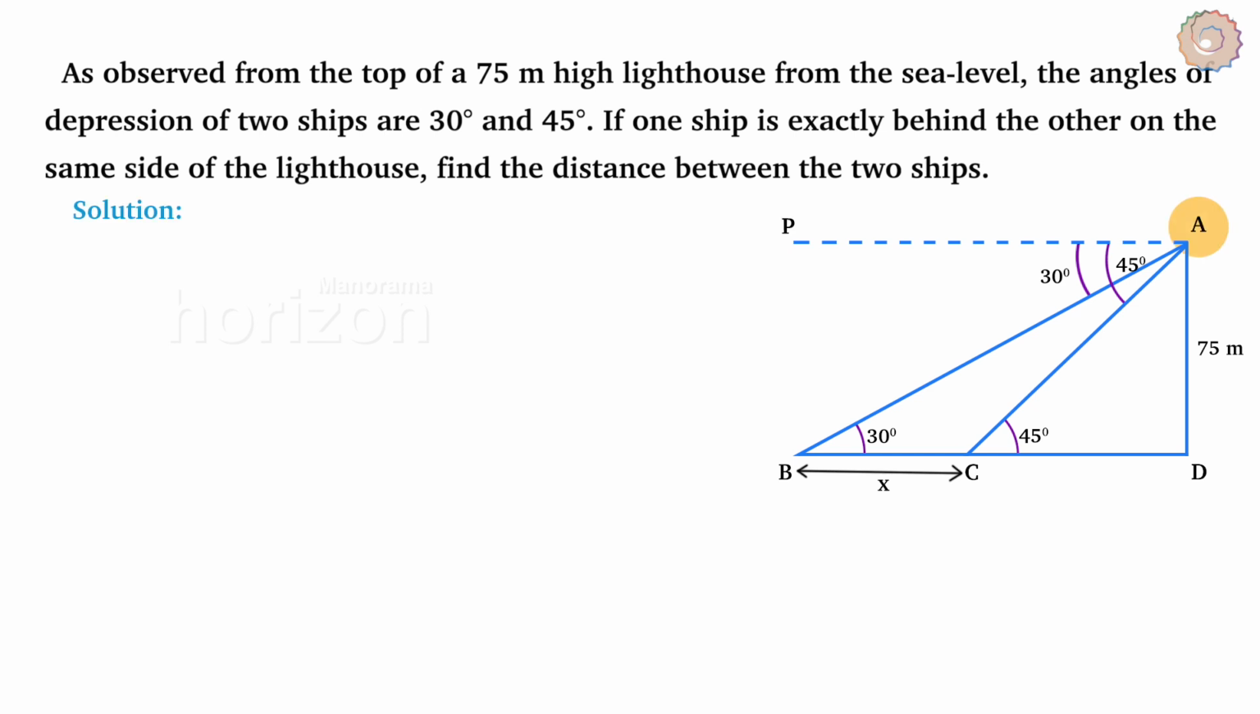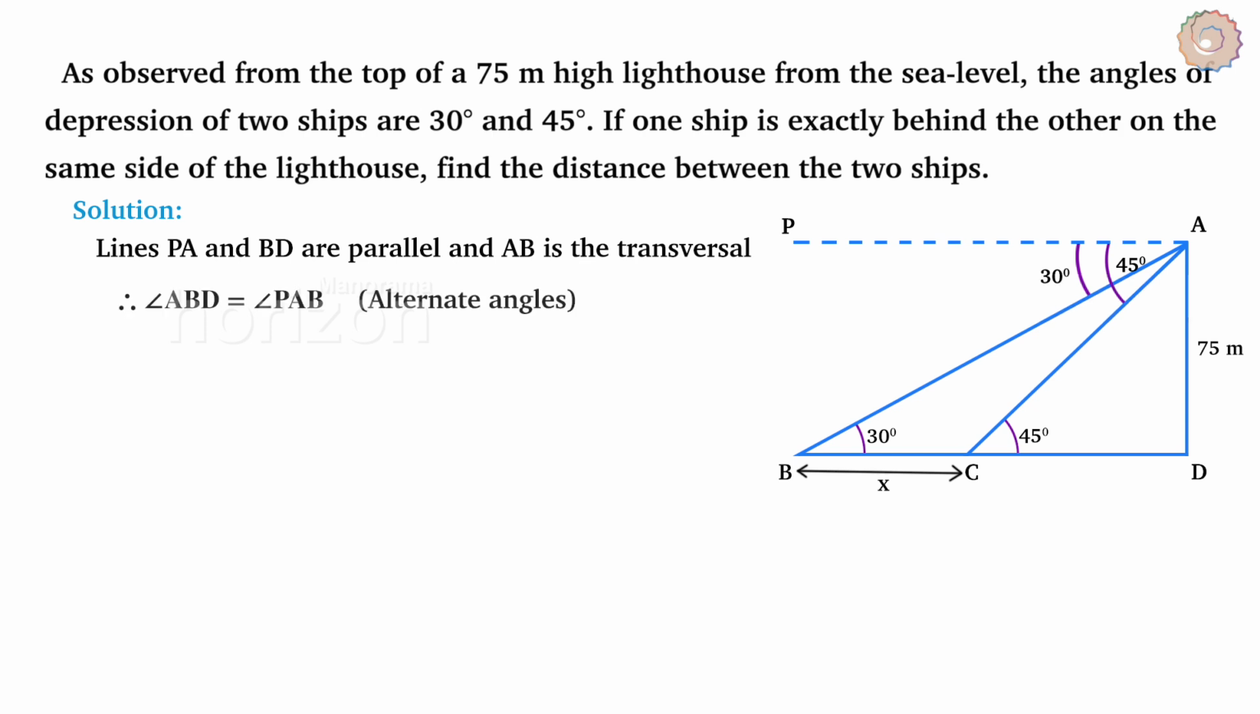Let A be the topmost point of the lighthouse, and let one ship be at the point B at 30 degree when viewed from the top of the lighthouse, and let another ship be at the point C at 45 degree when viewed from the top of the lighthouse. Lines PA and BD are parallel and AB is the transversal. Therefore, angle ABD is equal to angle PAB because they are alternate angles. So, angle ABD is equal to 30 degree.